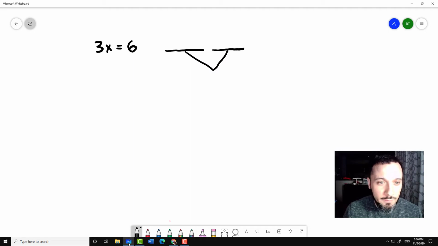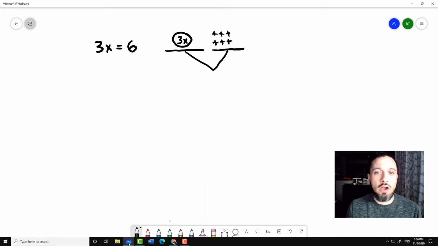So here we have 3x equal to 6. So I'm going to represent that on the scale. So 3x, I'm going to circle that here. That's my 3x. And on the other side, I have positive 6. So I'm going to draw 1, 2, 3, 4, 5, 6 positives on this side. And now the goal when solving an equation is you want to figure out what's the value of 1x. So just 1.